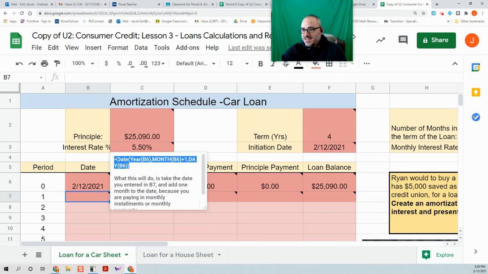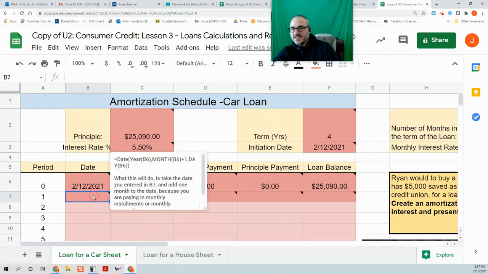It's equals, date. The word date is the command. So equals tells it to calculate something. Date is the date command. And then I'm telling it to take the year of B6, the year in B6. B6 is right here. Take the year from this particular cell. Then take the month from B6, which is February 2. And then this is the important part, add 1. Why do I want it to add 1? Because I want it to be 1 month in advance beyond this 0 date. I want each one of these to be 1 month in advance, and then comma, day B6.